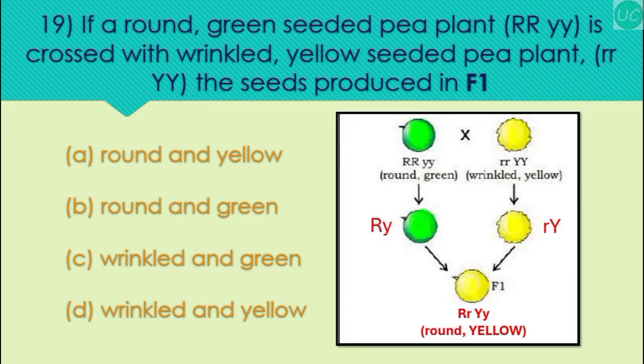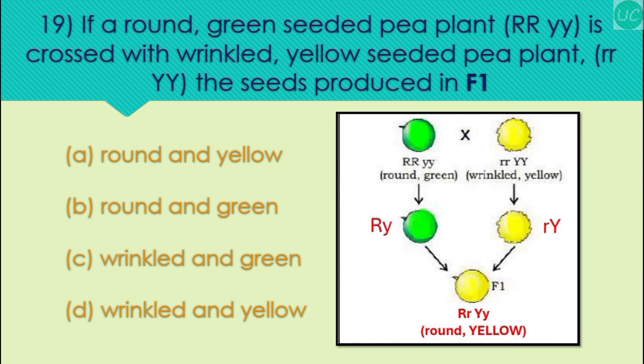Okay, our next question is, if a round green seeded pea plant, that is capital R small y. Now over here capital R is for round seed and y is the recessive gene for the yellow. So y over here represents green color. Okay, and it is the recessive allele of the dominant gene, that is capital Y, that is for yellow color. Okay, so when this is crossed with wrinkled yellow seeded pea plant, that is small r. Now again small r is for wrinkled and this is recessive, and the dominant of that would be capital R, which is round. Okay, so round is dominant and wrinkled is recessive, and green is recessive and yellow is dominant.